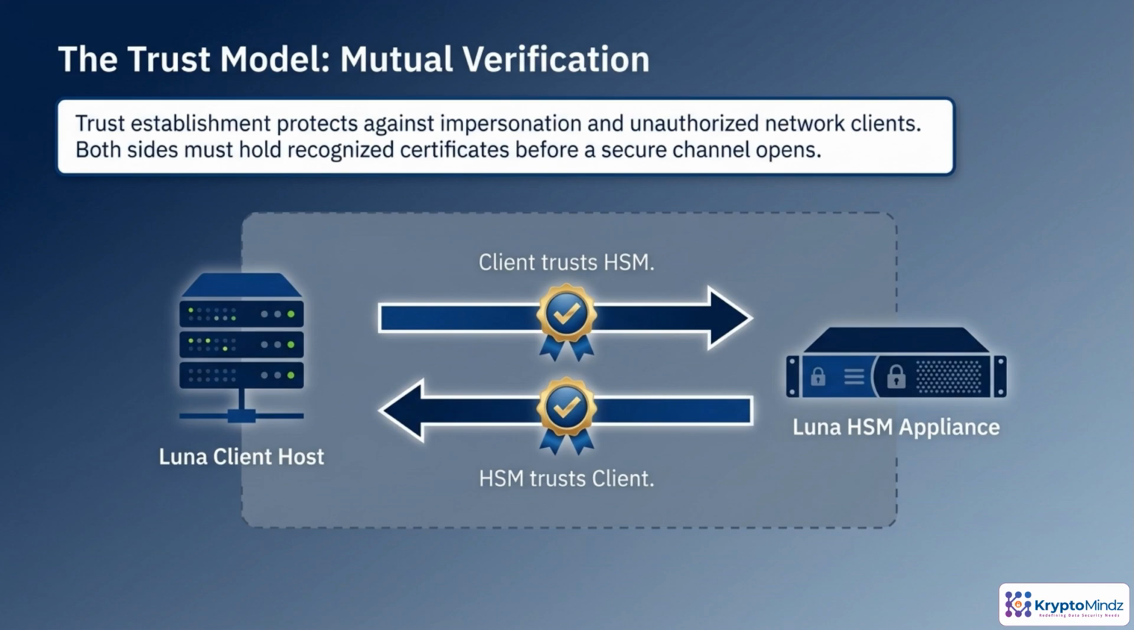Before any keys or operations are exposed, the Luna client and the HSM must prove their identities to each other. The client validates the HSM certificate so it knows it's talking to the genuine device. The HSM validates the client's certificate, so only approved hosts can connect. When both identities are confirmed, a secure TLS or NTLS channel is created. Only after that does partition-level authorization decide what that client is actually allowed to do.